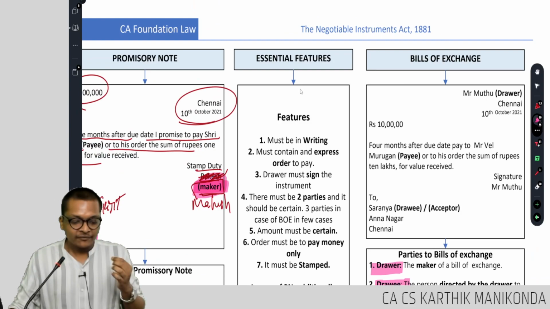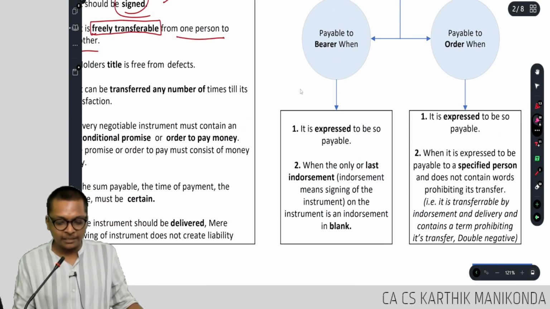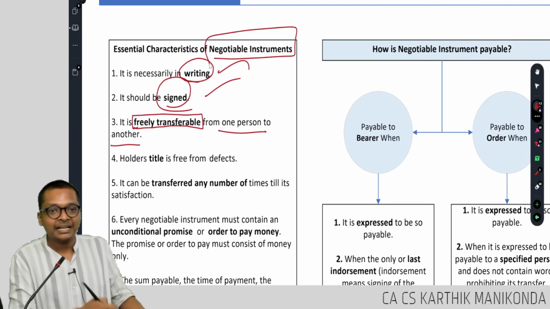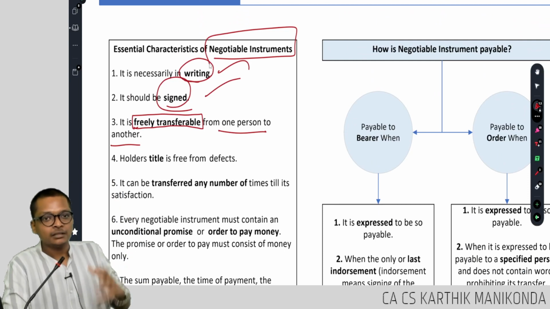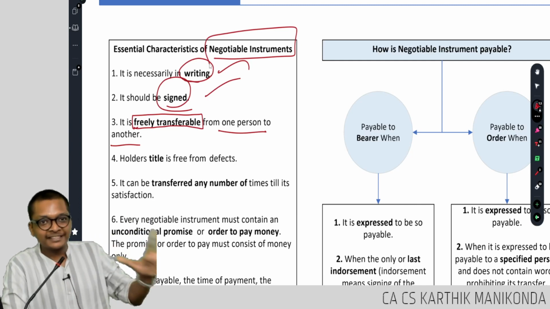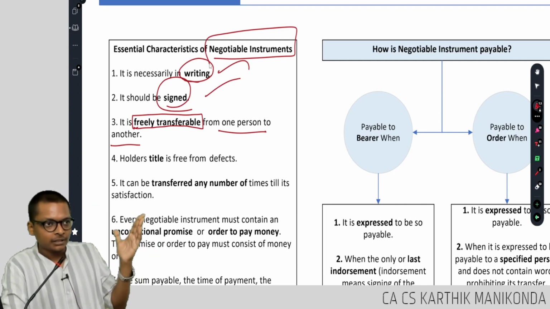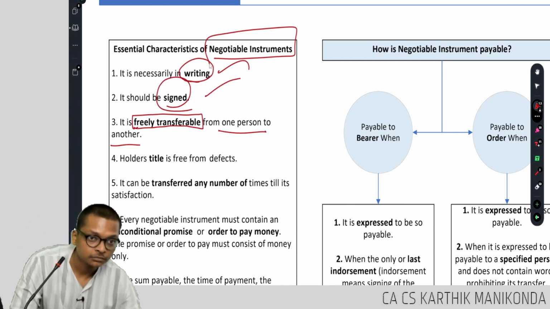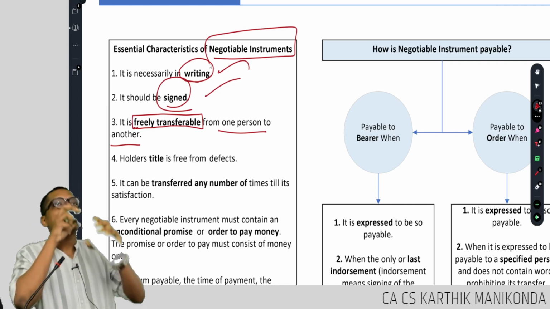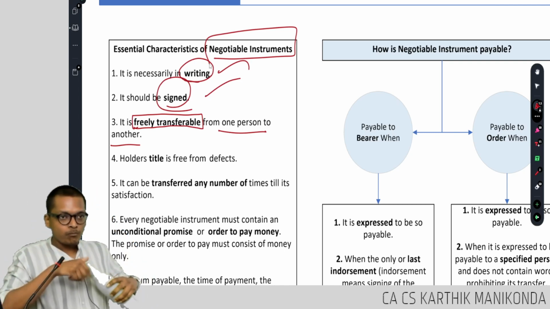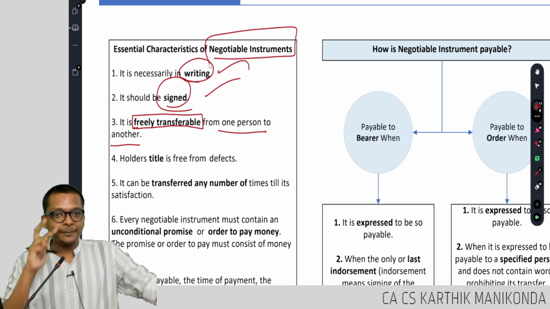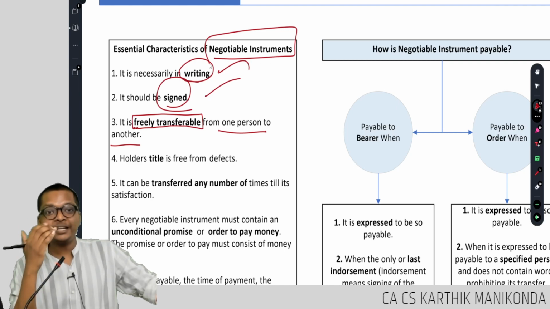Now we are going to see the essential features. If you look at the study material, they would have given the essential features or characteristics of negotiable instruments separately for check, separately for bill, separately for promissory note. How many points? Eight. Do you have it separately for each instrument? Each has 8 points. That means 8 into 3, 24 points. How to remember?